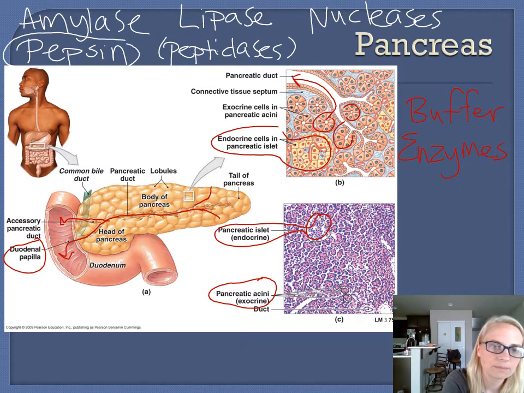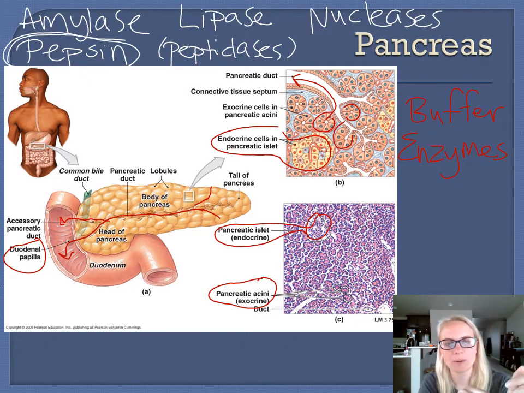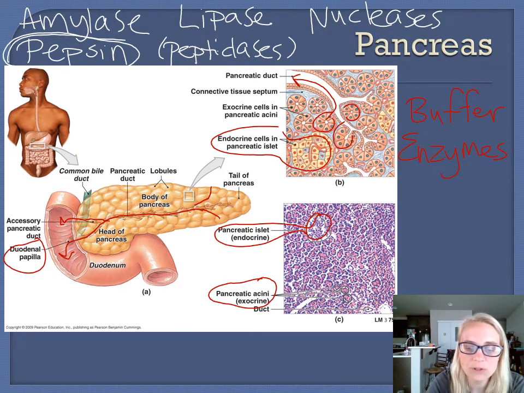Pepsin is in the stomach. I wrote it up there because we're talking about enzymes, but it does not come from the pancreas. So amylases, peptidases, lipases, nucleases, these are a whole kind of cocktail of enzymes that are coming out of these pancreatic cells. I'll kind of color them green.